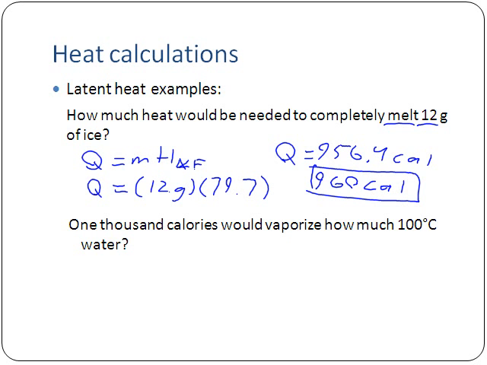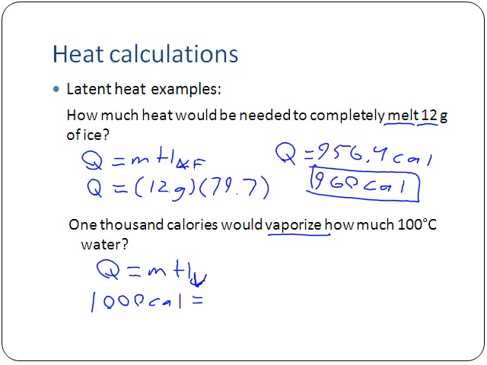Next one. 1,000 calories would vaporize how much 100 degrees Celsius water? Now, key word here is vaporize. If we're vaporizing, we're changing phase. And so if we're changing phase, we're going to use Q equals MHL. In this case, we're vaporizing, so this HL is going to be HV right here. Let's take a look what we know. Do we know the number of calories? Yes, we have the heat. So we know it's 1,000 is the number of calories we start with.